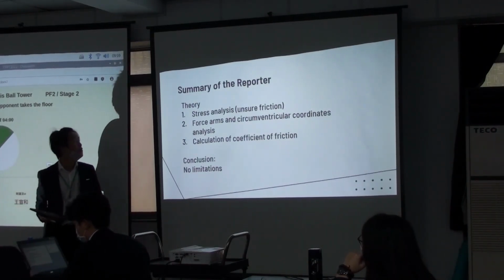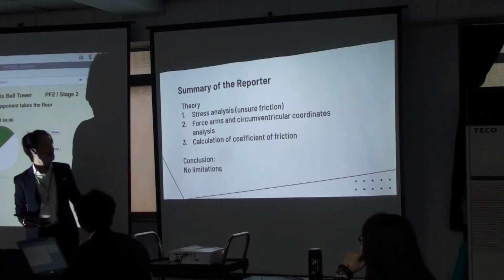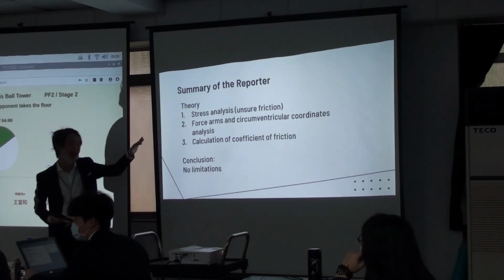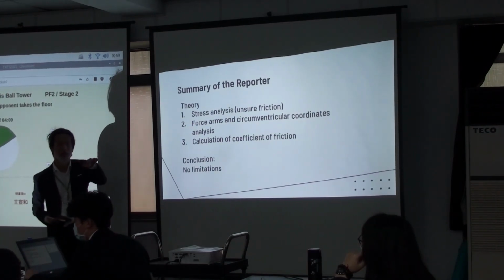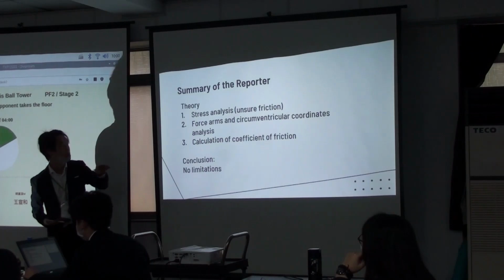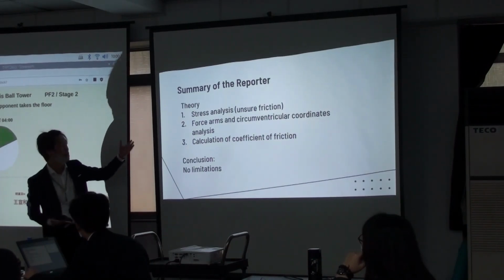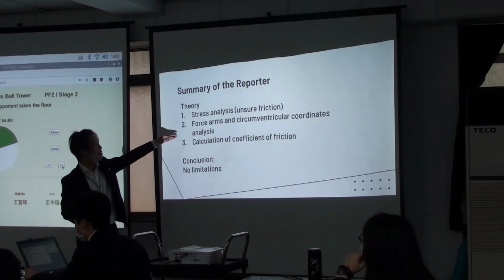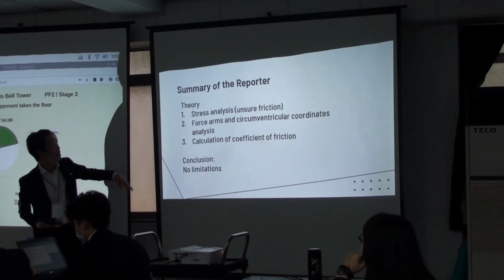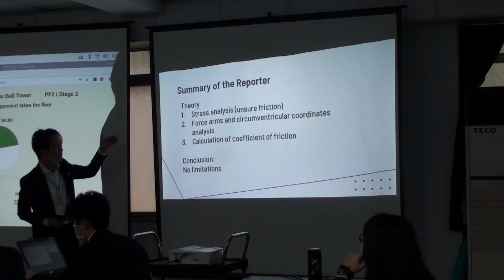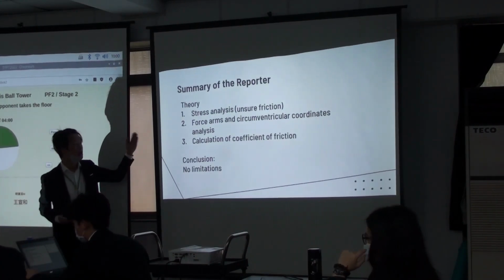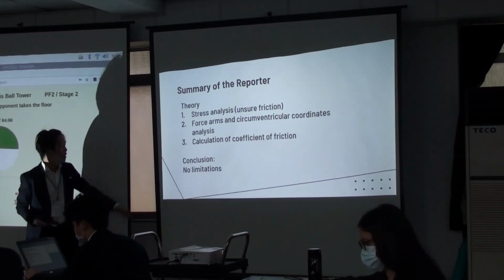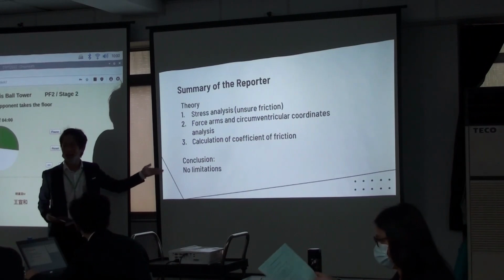The theory that they use is stress analysis, in which they mention unsure friction, which I believe is probably not that accurate, because friction has a direction, and it is pretty vital to this experiment. So I'd like to elaborate further during the discussion. The second is force arms and circumventricular coordinates analysis, which I'd also like to question later. And the third point is the calculation of the coefficient of friction. For the conclusion, they said that there are no limitations.